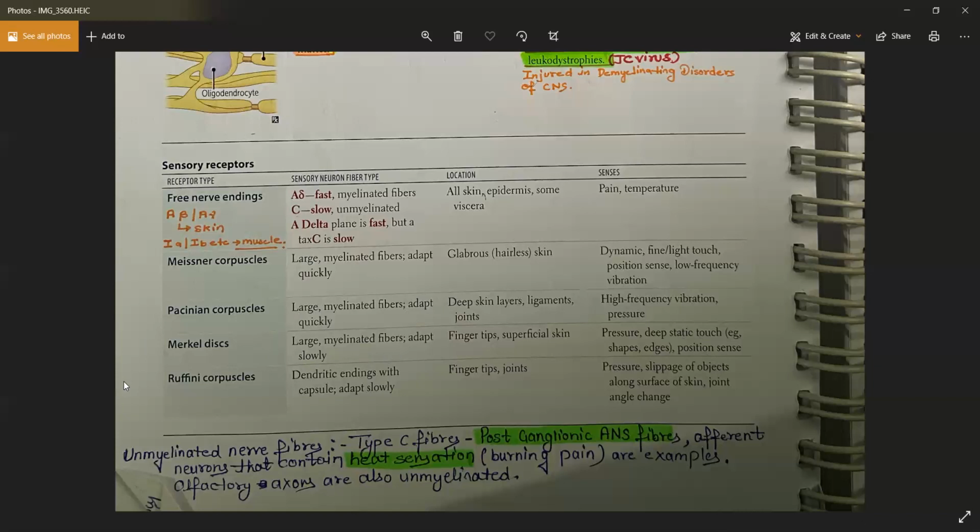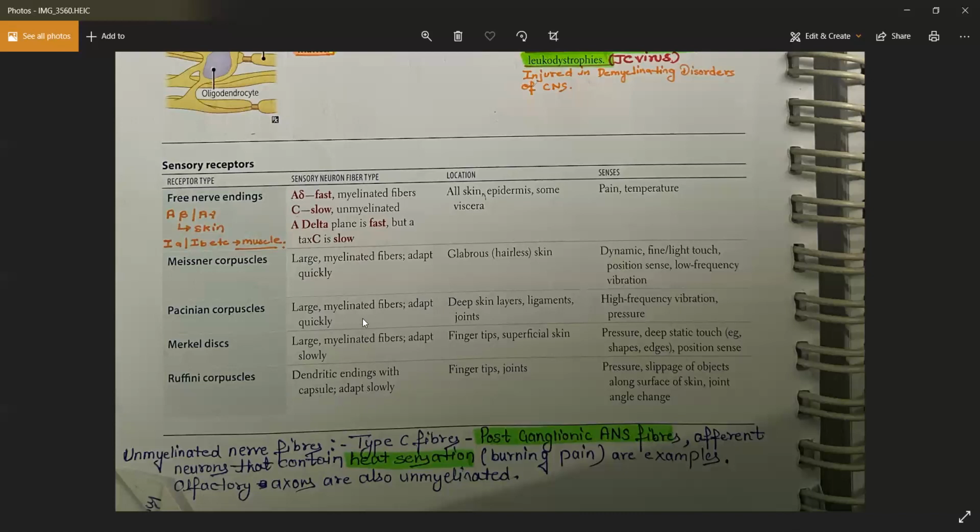Then you have the Ruffini corpuscles, which basically sense the pressure, any slippage over the surface of your skin, over the joints. So any kind of slippage movement is detected by the Ruffini corpuscles. They are found in the fingertips and on the joints, they have dendritic ends with capsules, and they adapt very slowly.